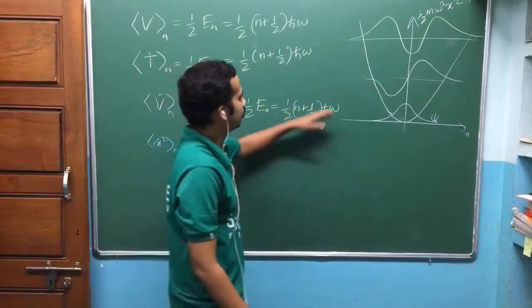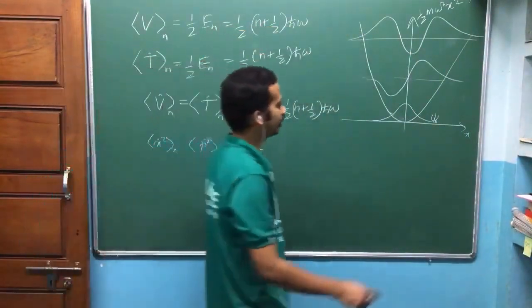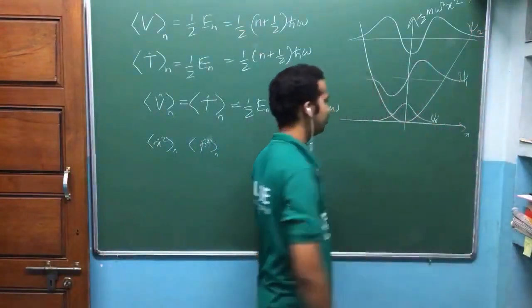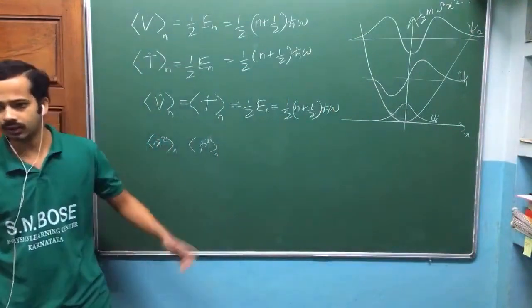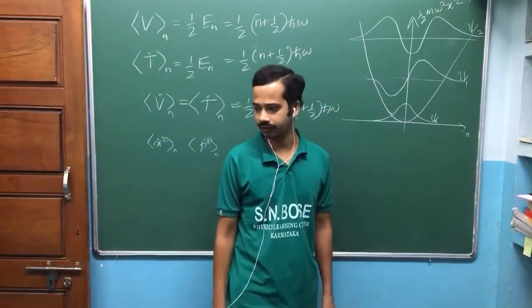It will not be 0 quickly here. It will go to 0 slowly. Is that okay? Psi naught, psi 1, psi 2. You know what is psi naught, you know what is psi 1, isn't it? Psi naught is Gaussian, psi 1 is x into Gaussian, that kind of function, isn't it?